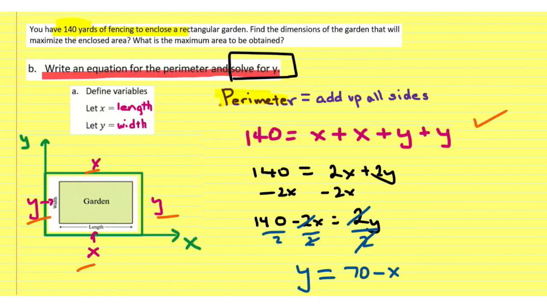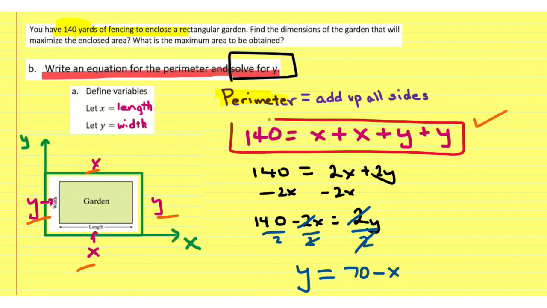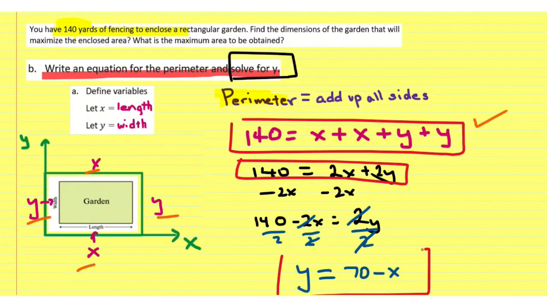So I've got a perimeter equation for the perimeter right there. It simplifies to this right here. And then I solved for the y. So that gives me an expression that I can use to replace y with in a future equation.